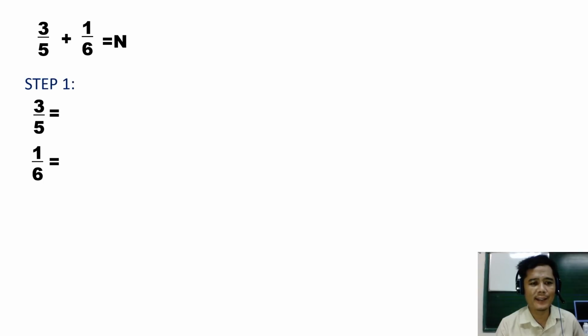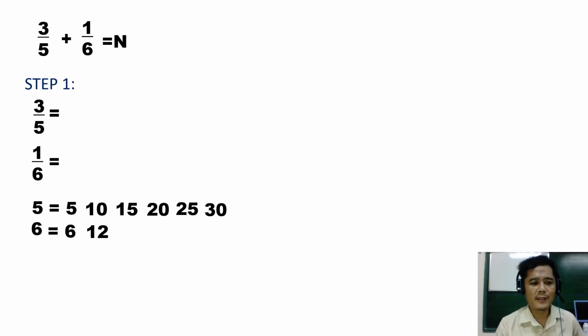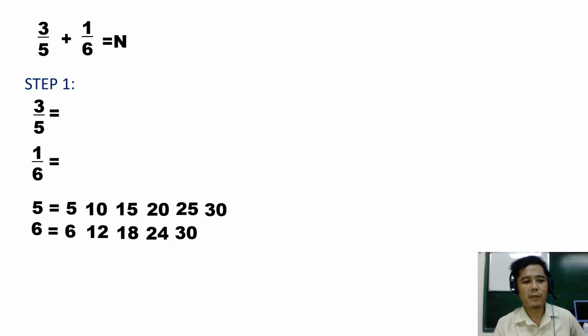Again, LCD stands for least common denominator. So 5, I use the listing method: 10, 15, 20, 25, 30. Then 6: 12, 18, 24, 30. So meron na silang common, 30. So ang 30 natin ang magiging denominator nung bago nating fraction, no? So yon, over 30, over 30.